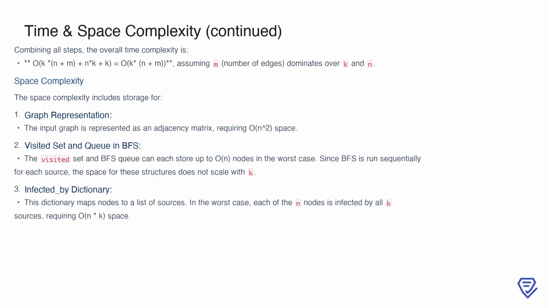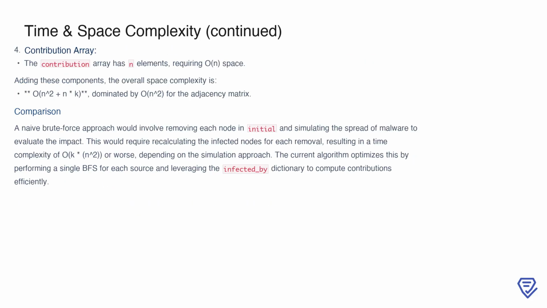Another important component is the infected_by dictionary. In the worst case, each of the n nodes could be infected by all k sources, requiring n * k space. These structures together contribute to the overall space usage. Additionally, we maintain a contribution array with n elements, which adds an n space requirement. When we combine all these components, the total space complexity becomes O(n squared + n * k). Here, the adjacency matrix, with its O(n squared) space requirement, dominates the overall usage.